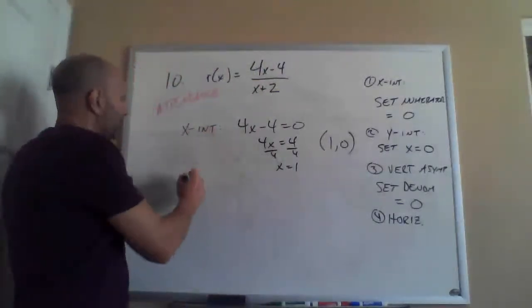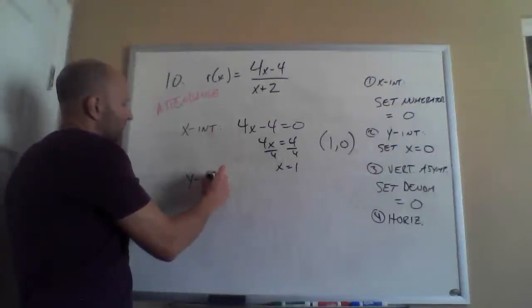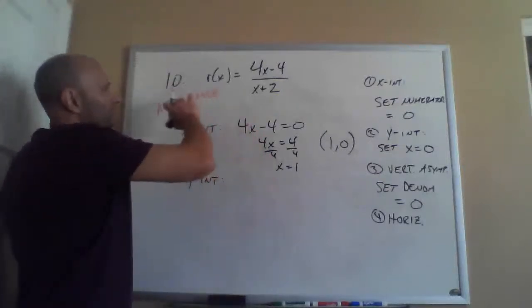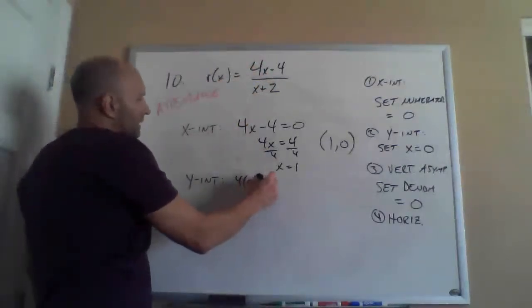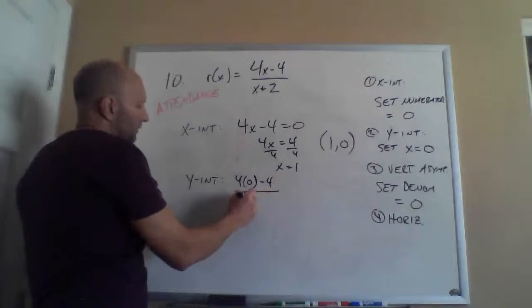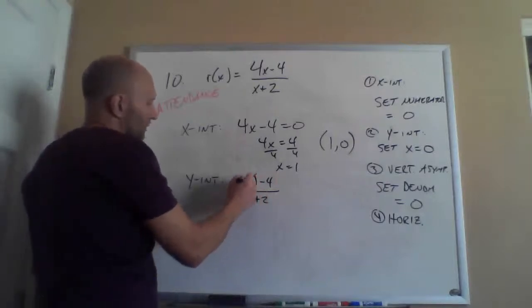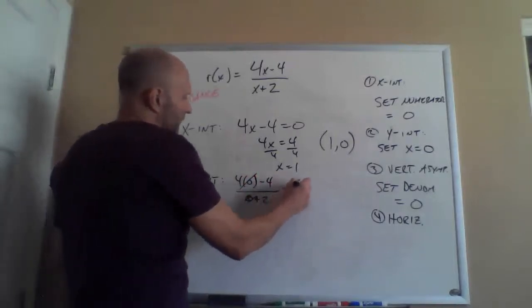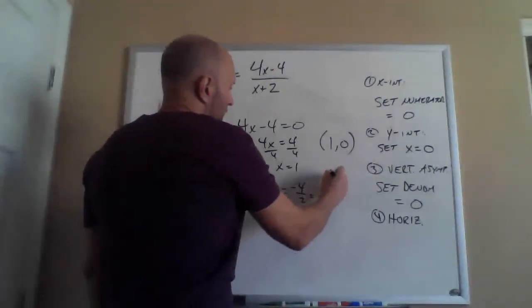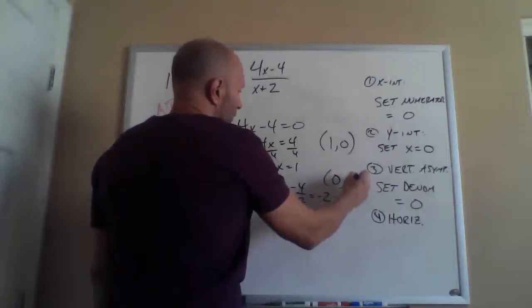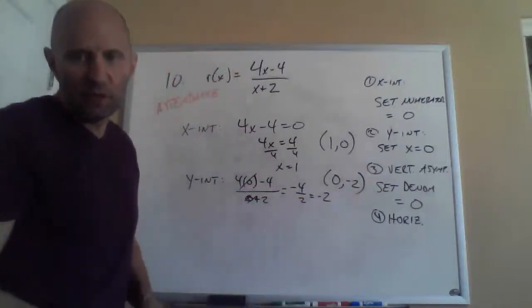All right, y-intercept. For the y-intercept, we set x equal to 0. So 4 times 0 minus 4, over 0 plus 2. These guys just cancel out. So this is negative 4 over 2, which is negative 2. So the y-intercept is going to be when x is 0, y is equal to negative 2.